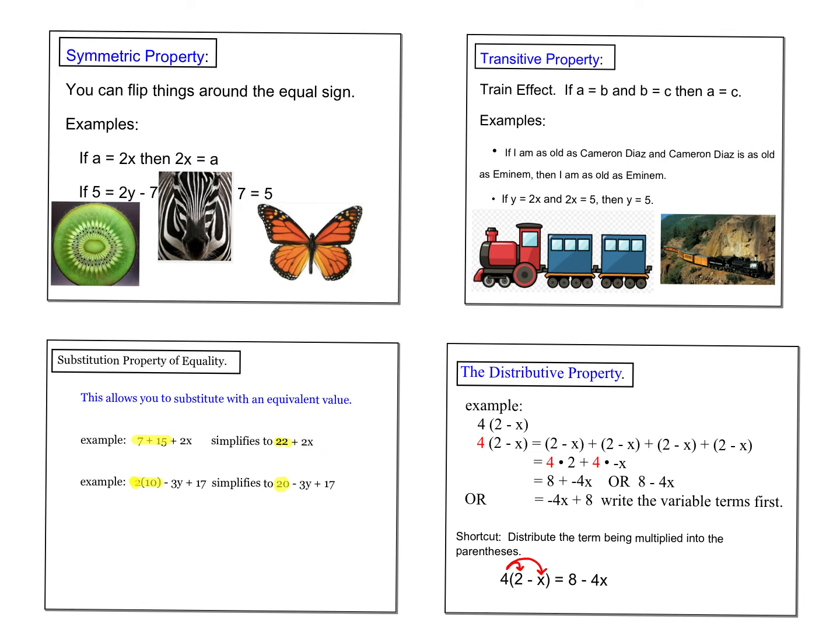Another math example, if y is 2x, 2x is 5, then y is 5. See that connector? It's acting like a train.